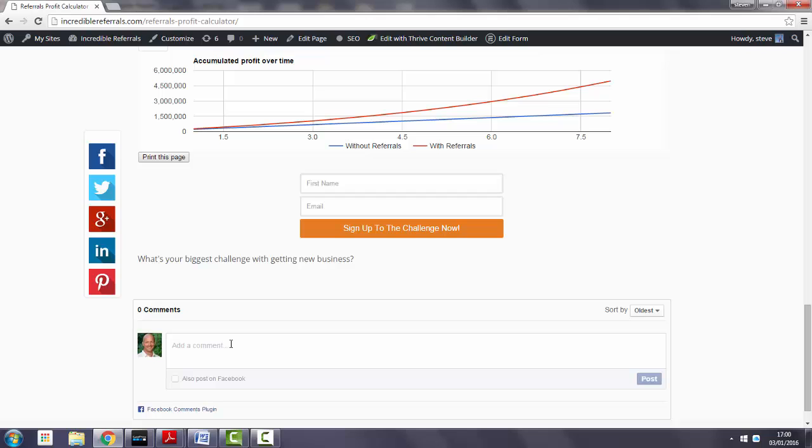So I think it's very good that people realise where they're at and where they can be in real terms, because most people just don't know what they're leaving on the table. And bear in mind that referrals cost nothing.